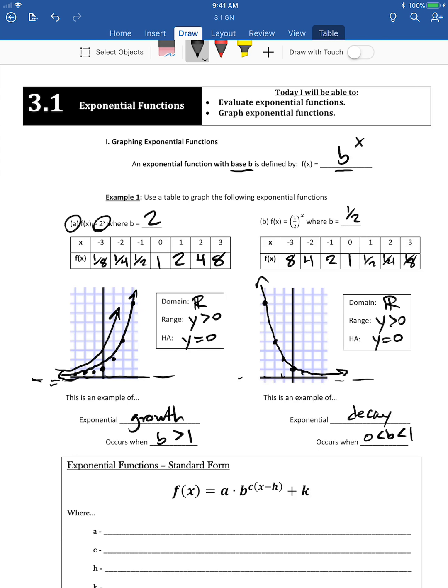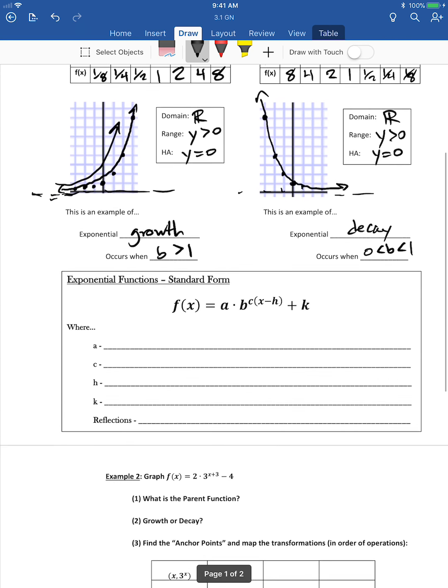So basically, pause if you need to take a minute, but exponential growth, exponential decay, we're going to come back to this in our last section of this unit when we talk about real-world applications of exponential functions. But for now, as long as you're familiar with this and you know how to graph them, you should be good to go. So write down questions, make sure you bring those to class.